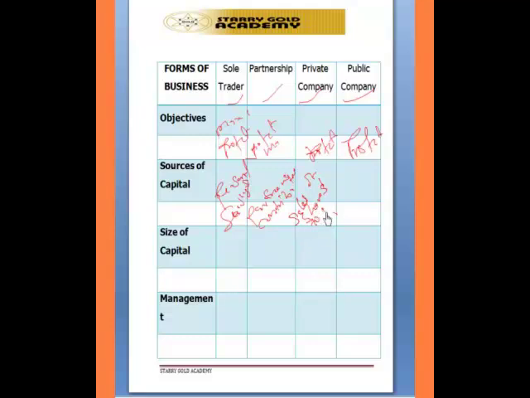to selected persons. Okay. Then for a public limited liability company, it is sales of shares to the public. Okay. Then the size of capital required.